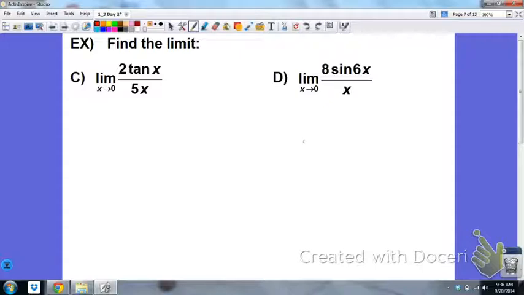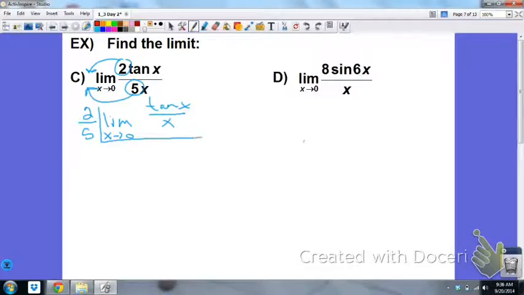Next up, we have the limit as x approaches 0 of 2 tangent x over 5x. Let's take both of our leading coefficients, bring them out front. 2/5 times the limit as x approaches 0 of tangent x over x. Here's another one of our special limits that we have to memorize. So our answer is then 2/5 times 1, which is 2/5.